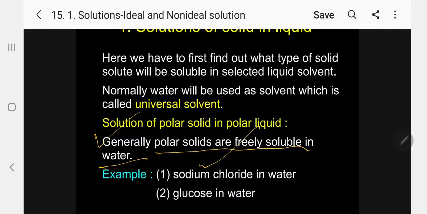Examples: sodium chloride in water, glucose in water. Glucose is a carbohydrate, an organic compound. Sodium chloride is an inorganic compound. So they are freely soluble in water. These two solutes, sodium chloride and glucose, are polar solids. Water is a polar solvent.